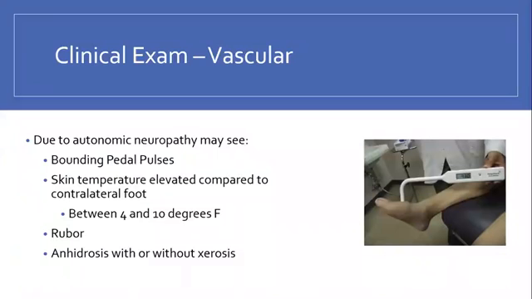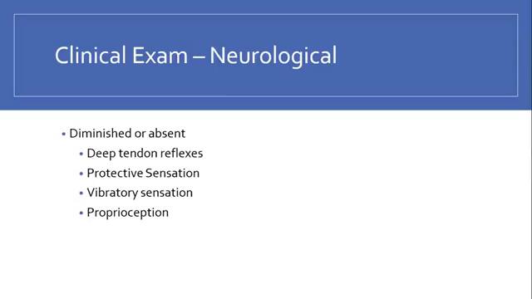For your vascular exam, due to autonomic neuropathy, you may see bounding pedal pulses. The skin temperature is elevated compared to the contralateral foot, typically between 4 and 10 degrees. They're using the thermometry in the picture. Rubor, redness may be seen, as well as anhidrosis with or without xerosis. On your neurological exam, you may see diminished or absent deep tendon reflexes, protective sensation, vibratory sensation, and proprioception. So typically your patient with Charcot is missing all of these.